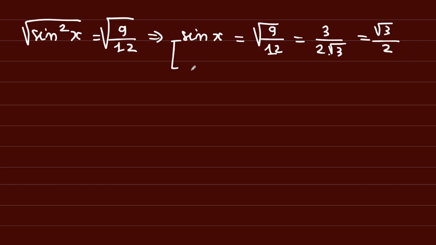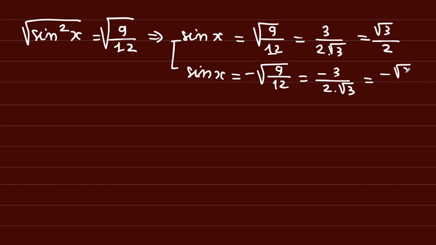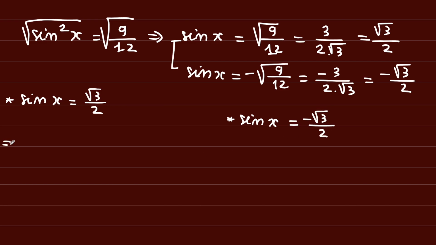And the second solution for sin will be the opposite of this one, minus the square root of 9 over 12. This will be minus 3 over 2 times the square root of 3, or minus square root of 3 divided by 2. Okay, one by one. Here is sin h equal to square root of 3 over 2. And the next one, you get sin h equal to minus square root of 3 over 2. And square root of 3 over 2, is it possible to figure out?